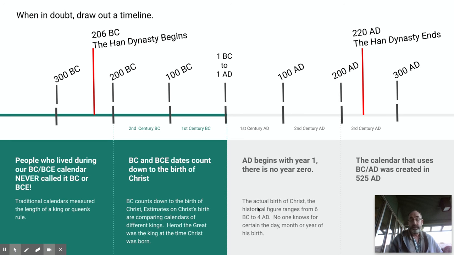And again, I wrote down here that there's no actual birth date of Christ. No one knows the day. No one knows the month. Nobody knows the year that he was born. And so this is all circa dates. And so Christmas is a holiday.